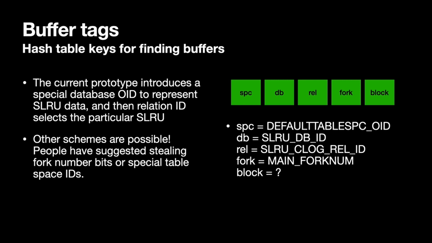Other schemes will be possible for this. People have suggested using some of the fork number bits or some magic tablespace values. I'm not super attached to any of these particular ideas, just something that works and is easy to dispatch on. I'll talk about that in a moment.